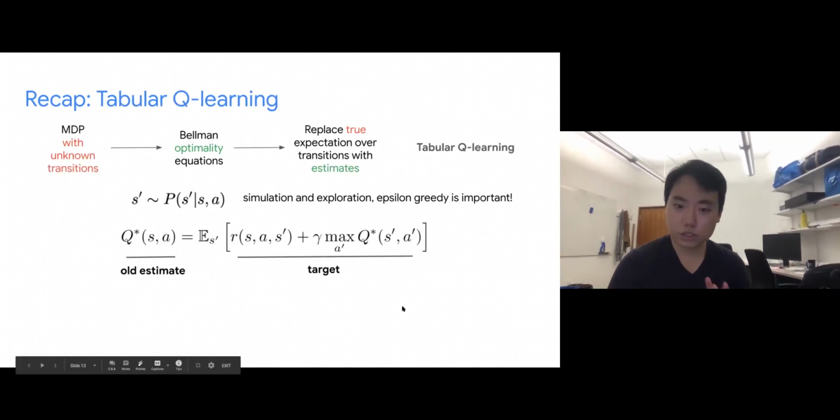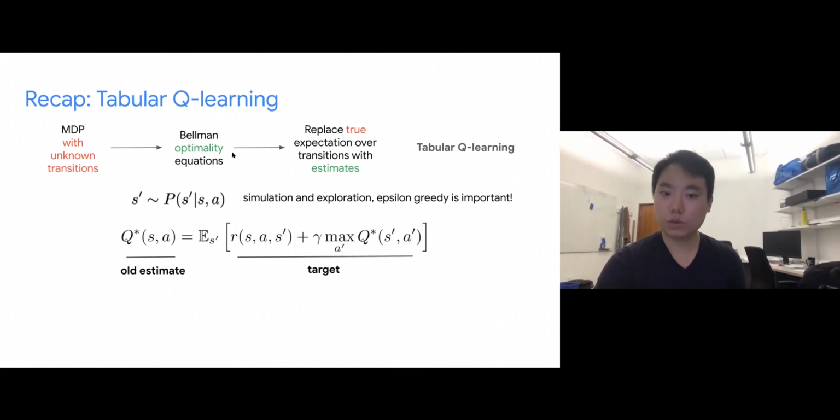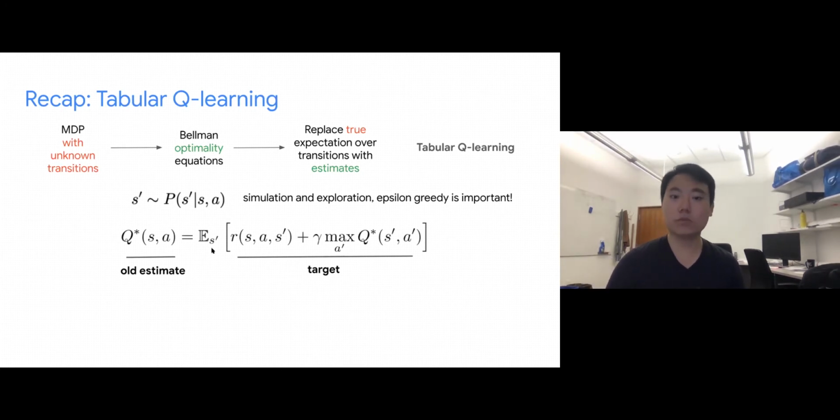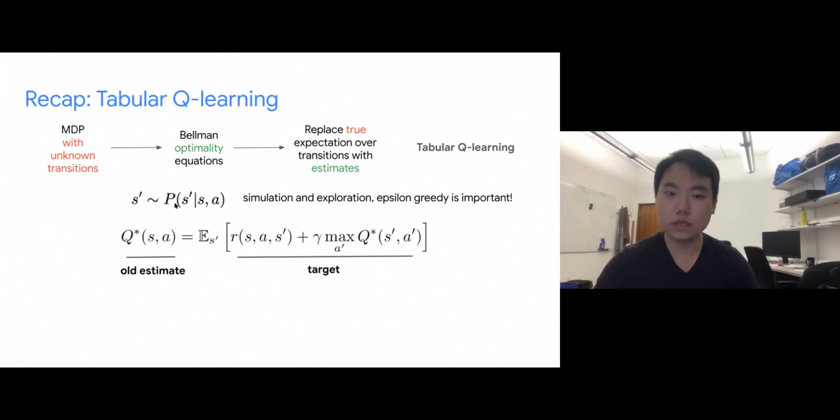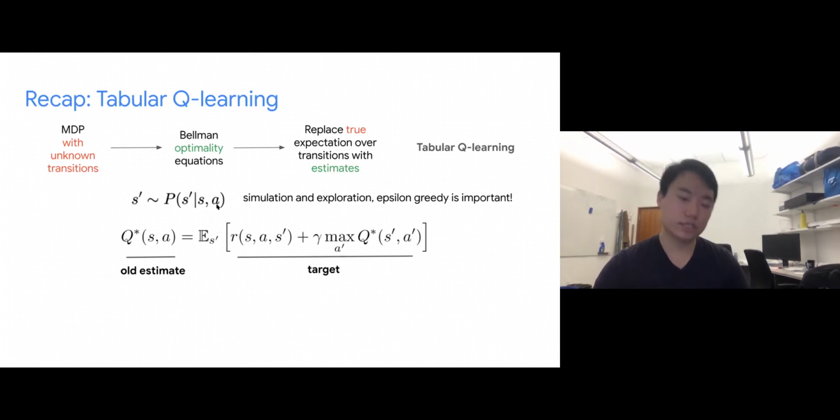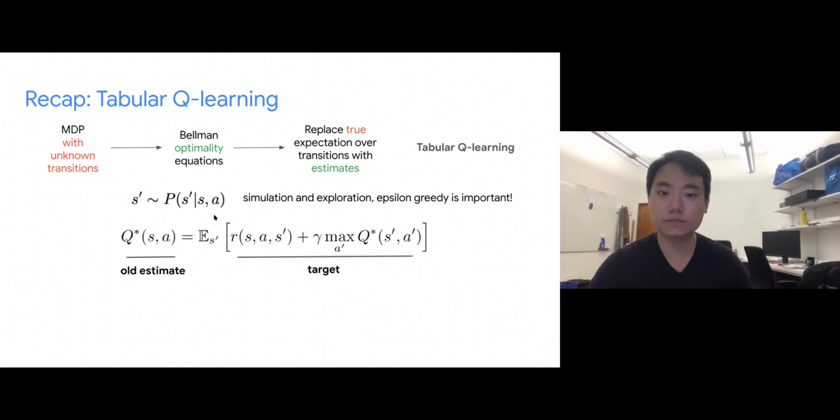So to relax that assumption, we looked at MDPs with unknown transitions. We went from Bellman optimality equations to replacing these true expectations over your next states with approximate expectations, in other words, samples of next states. When you're in a state and take a particular action, you give that to the environment and see what the environment returns as its next state, without knowing the exact transitions.